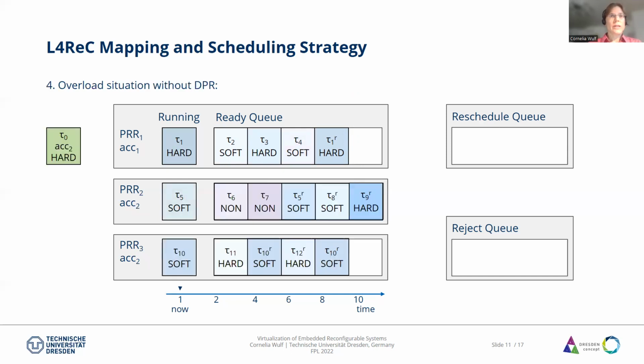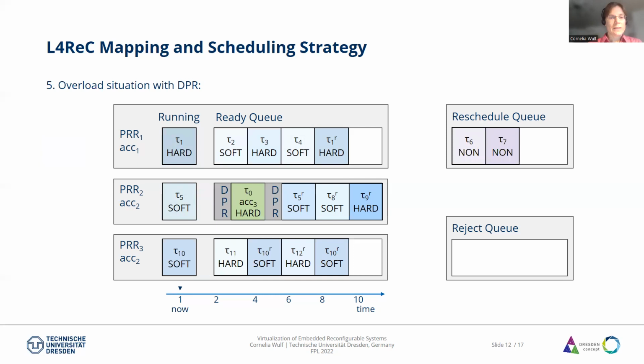An overload situation is given if those PRRs that hold the requested accelerator have not enough idle time. If suitable threads with lower real-time value exist, they are pushed to the reschedule queue to make space. In the last scenario, the required accelerator is not available and has to be loaded via DPR. Now, the reconfiguration time has to be added when searching for a suitable space.